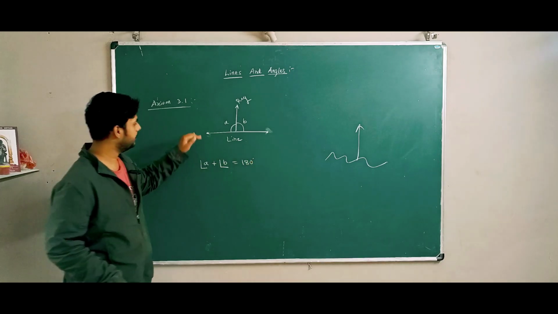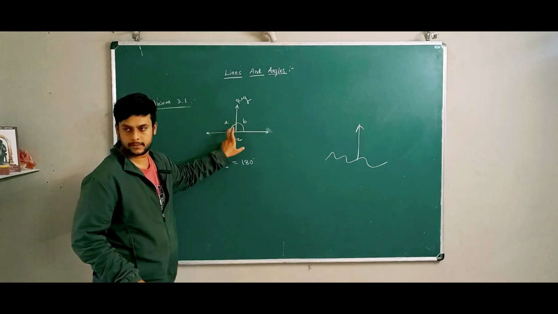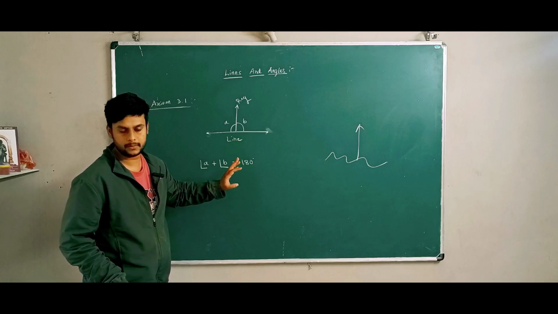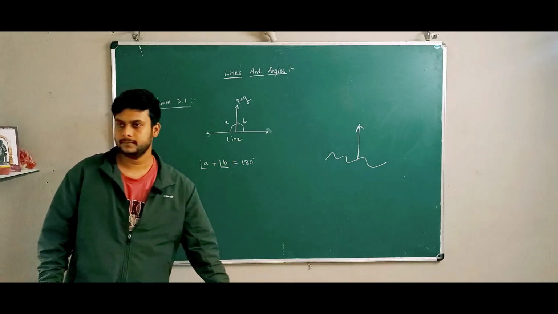Getting or no? Similarly, if a ray stands on a line, two adjacent angles are forming. This is one angle, this is one angle. If I add both angles, how much will I get? Equal to 180 degrees. That is axiom 3.1. Any doubts?